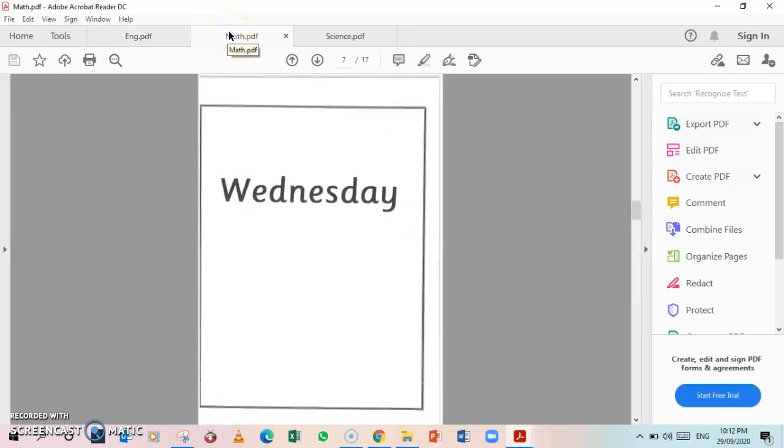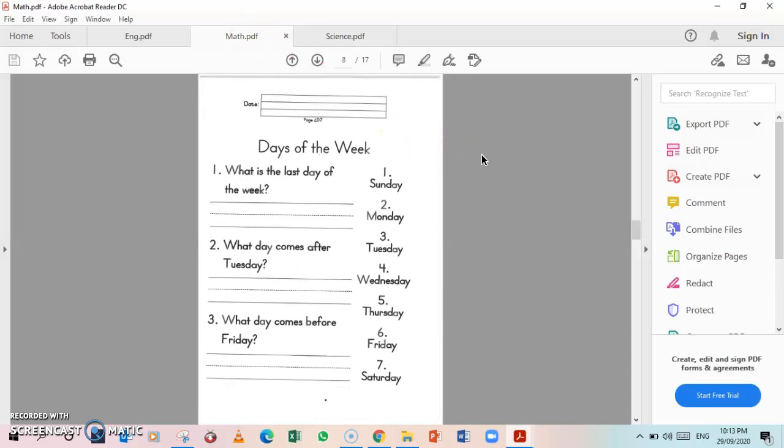Then we move on to Wednesday's maths. That means, year ones, please get your maths activity pack out and open up on Wednesday. So for today's maths, year one, we are looking at the days of the week.